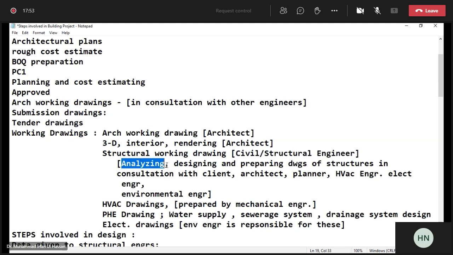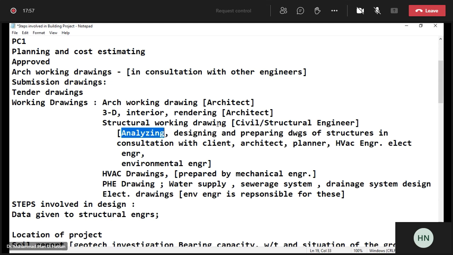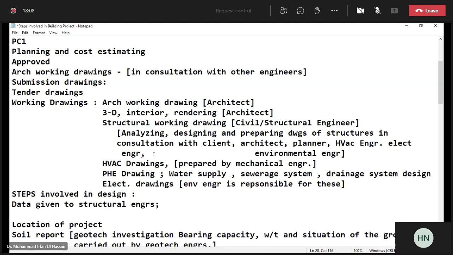We basically analyze the building, draw the structural scheme of the building, and analyze, design, and prepare drawings of structures in consultation with the client, architect, planner, HVAC, electrical, all these. So the engineer is basically working and planning on this part of the project. Then we also consult with the mechanical engineer who is mainly responsible for the HVAC part, AC system, ducts.